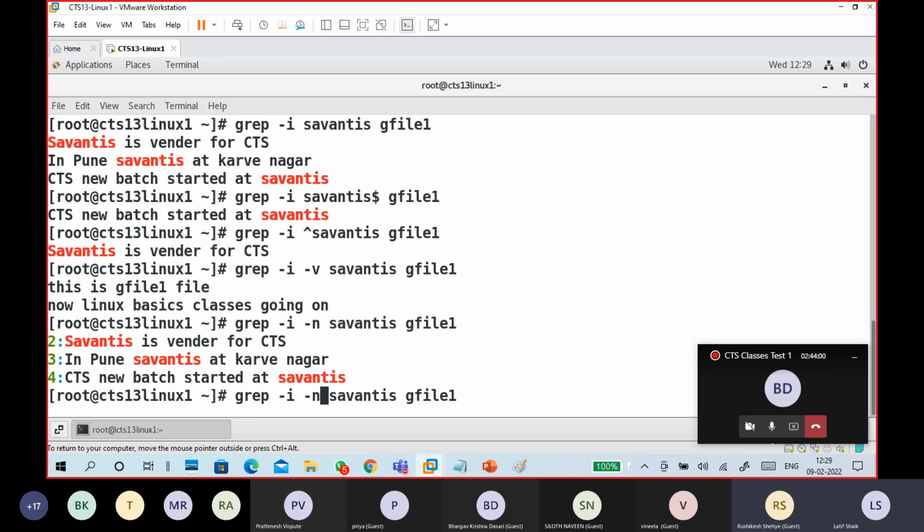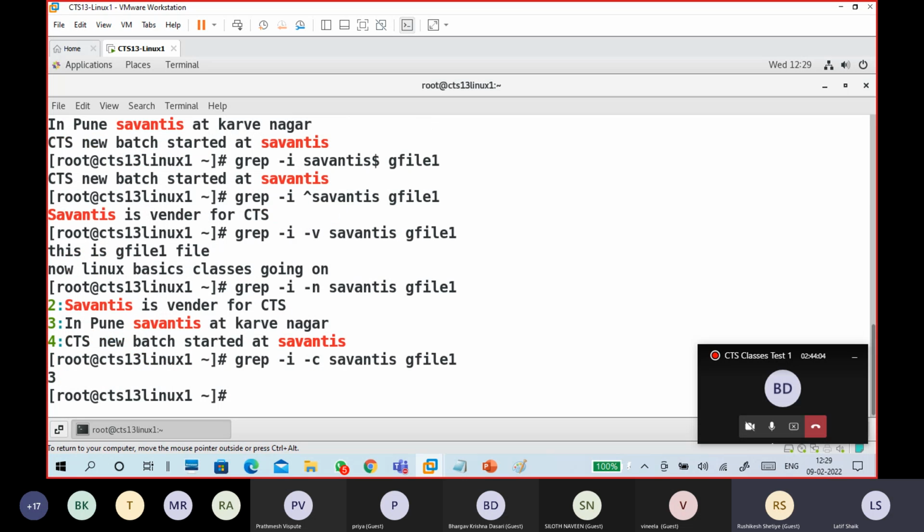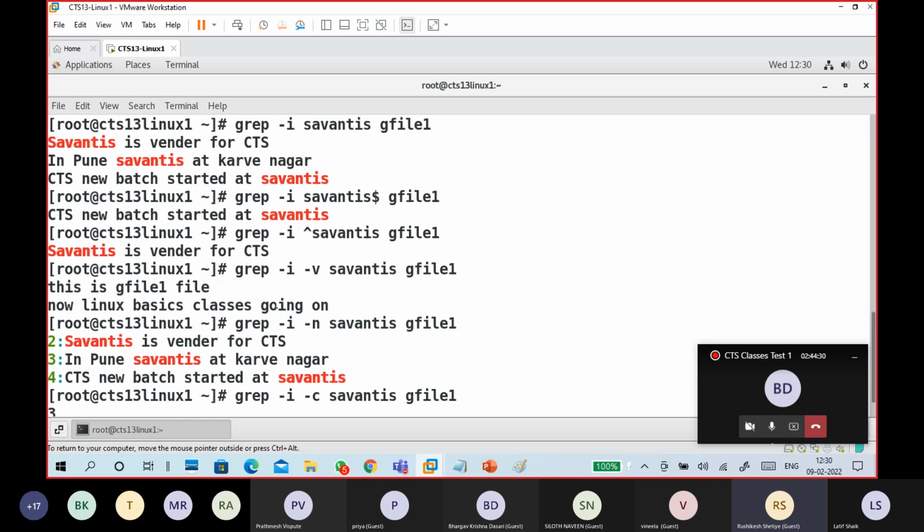Okay, the last one is -c. In total, three lines have the Savantis keyword in my file. So the pattern matches 3 lines, and it is showing 3 only. So this is it, guys.